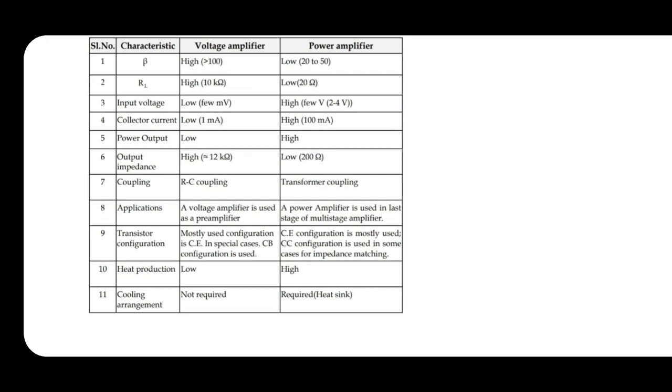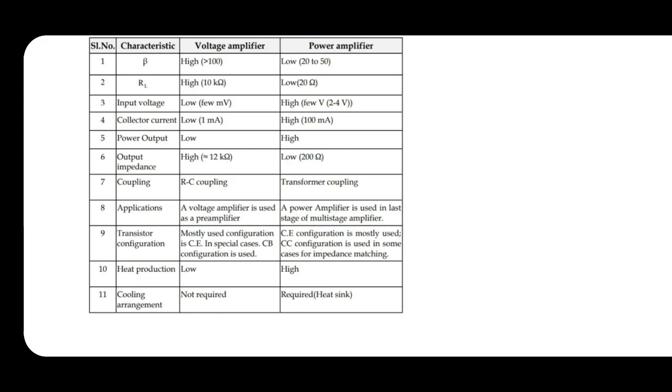Transistor configuration. The most used configuration is CE. In special cases, CB configuration is used in a voltage amplifier. A power amplifier is used in the last stage of a multi-stage amplifier. In a power amplifier, CE as well as CB configurations are used.